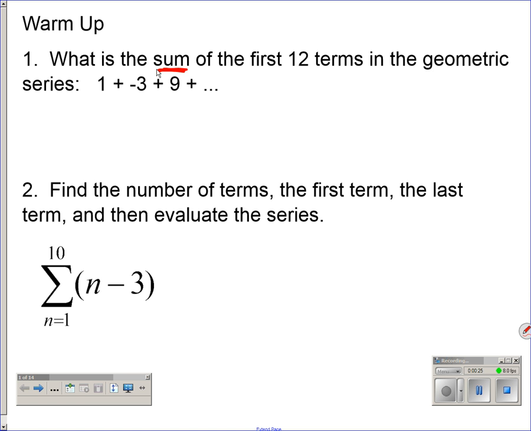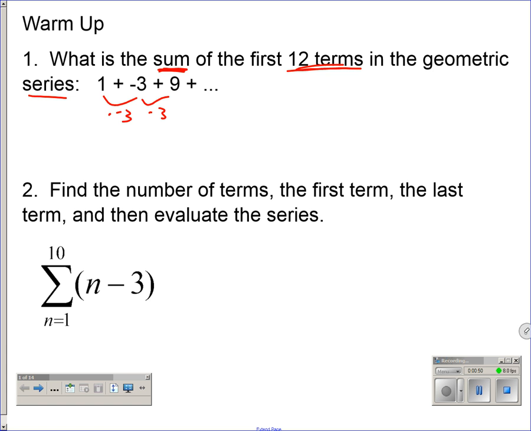Okay. So let's look at the first one. It says, what is the sum of the first 12 terms in a geometric series? Now on the test, I'm not going to say geometric or arithmetic. I'm just going to say series. So you're going to have to be able to look at the list of numbers and identify the pattern. I think it's pretty safe to say it's geometric. What are we multiplying by each time? Yeah, -3. Okay, so it's obviously geometric.